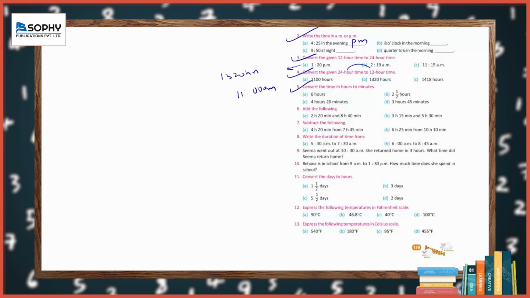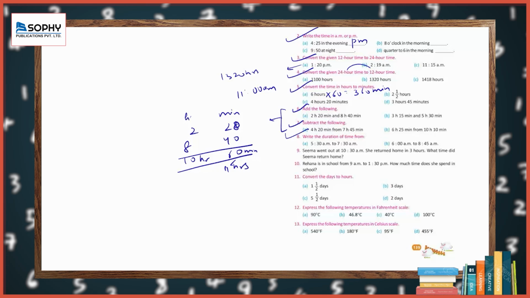In the next one, we have to convert the time in hours to minutes. So, we multiply it by 60. That becomes, very good, students, 360 minutes. We have to add and subtract the following terms, students. So, what will we do? We will add them. So, here is the hour column. Here is the minute column. 2, 8, 20, 8, 40. So, this will be 60 and here it will be 10. So, it will be 10 hours 60 minutes, or we can say it as 11 hours, students.